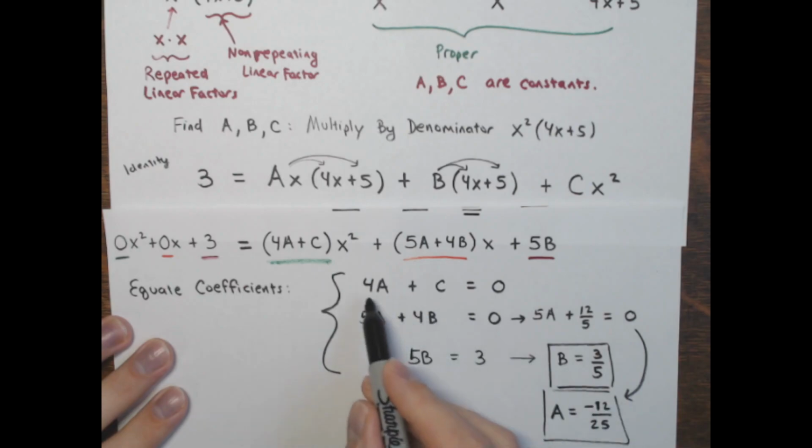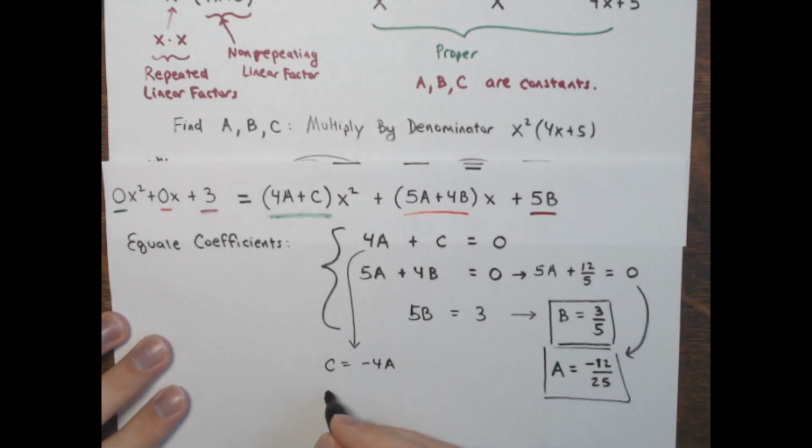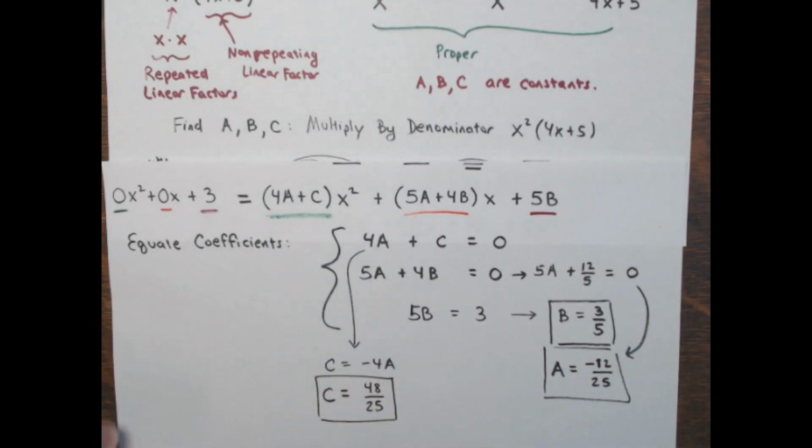And then c, right, from the top equation, the value of c has to be negative 4 times a. Right, subtracting 4a from both sides there. And so the value of c must be negative 4 times a, that'd be positive 48/25. And there we have it. All right, the value of a, b, and c.